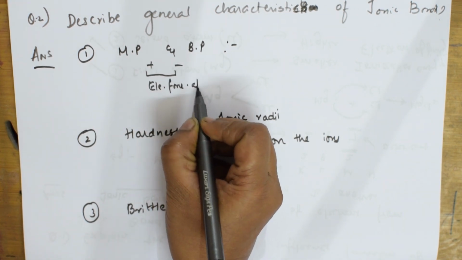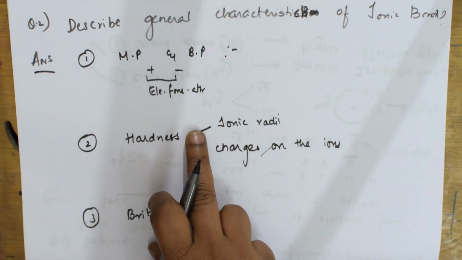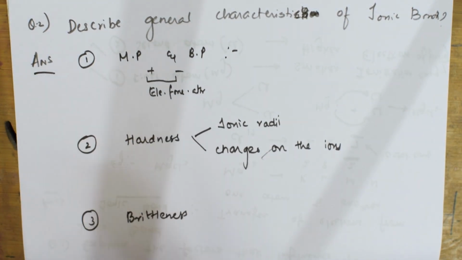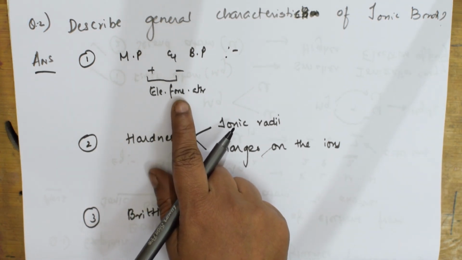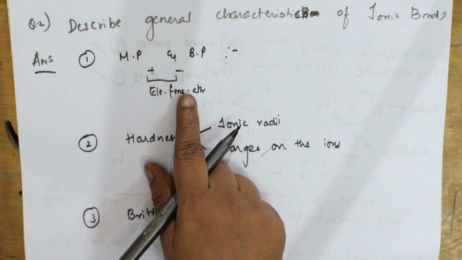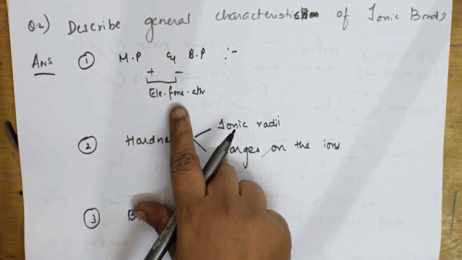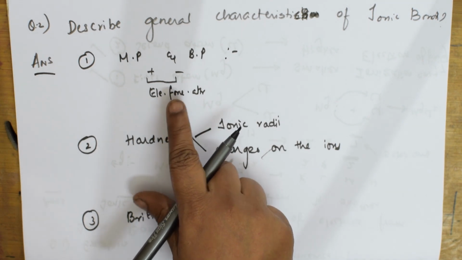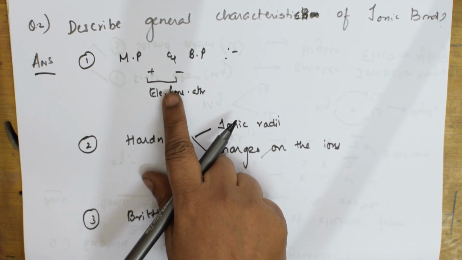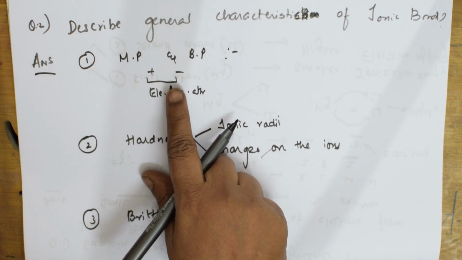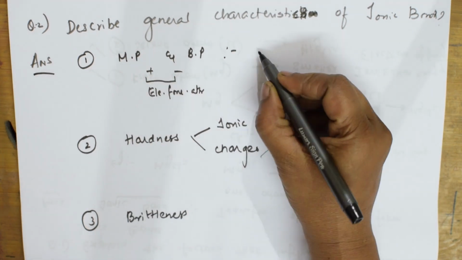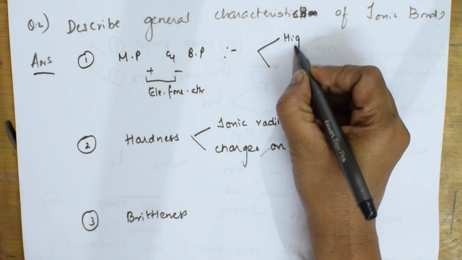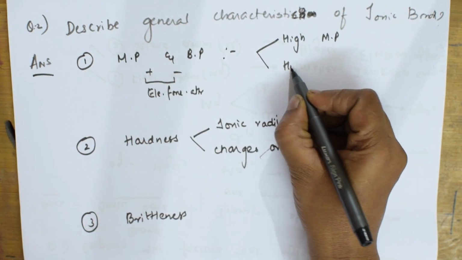I'm writing it in shortcut, attraction. So what will happen to this? The electrostatic forces between ions are generally strong. So what do I require? I have to use a strong force to break this down, because the force of attraction is between positive and negative. So I require higher energy to break this bond. Hence, what will happen to the melting point and boiling point? They should obviously be high: high melting point and high boiling point.